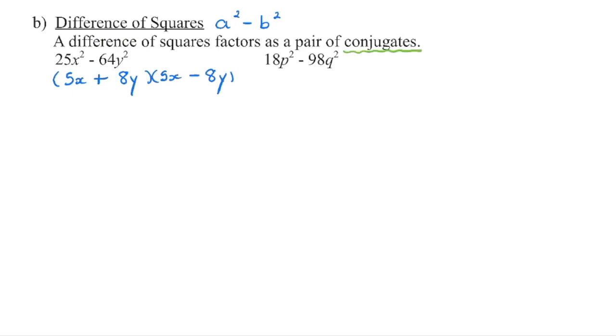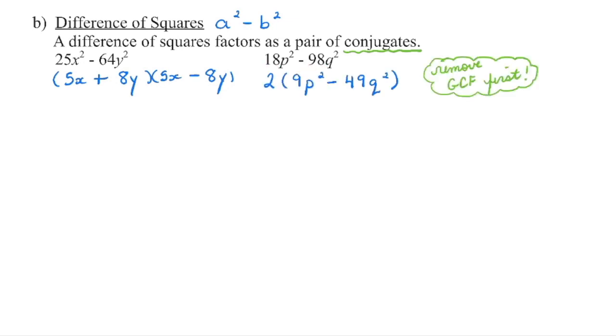All right, in our next one, we can see that we do have a greatest common factor. Each of these coefficients is divisible by 2. So the first thing we're going to do is remove that greatest common factor. And then I'm going to have 18 divided by 2 leaves me with 9. 98 divided by 2 gives me that negative 49. I now have to keep going to factor fully.